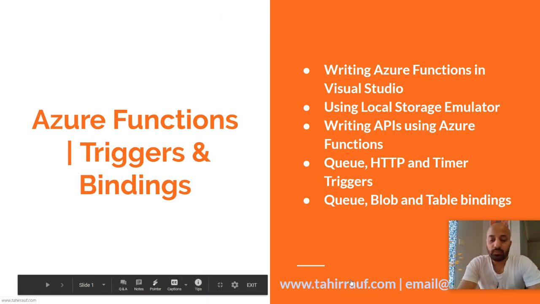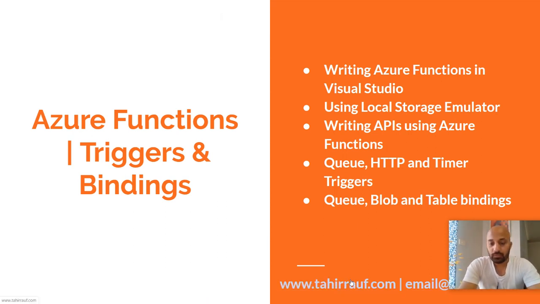Hi guys, in the previous video we saw how we can write web jobs, and how by using the web jobs SDK we can write triggers and bindings. As I mentioned in the last video, triggers and bindings are used to integrate your web jobs with Azure and non-Azure services. Today we're going to take it a step further, and we're going to talk about Azure Functions.